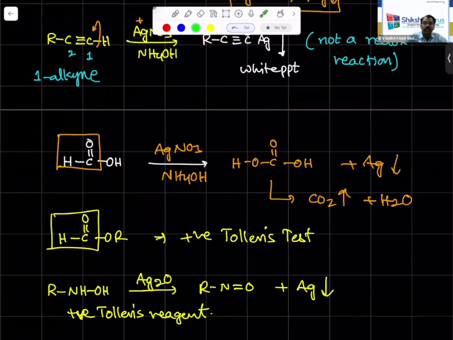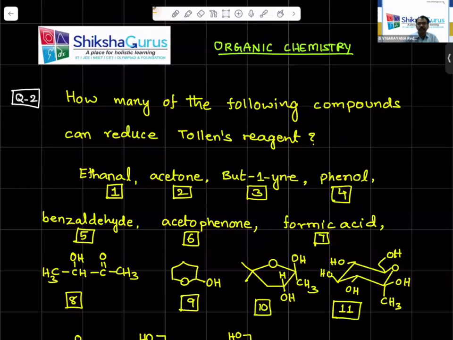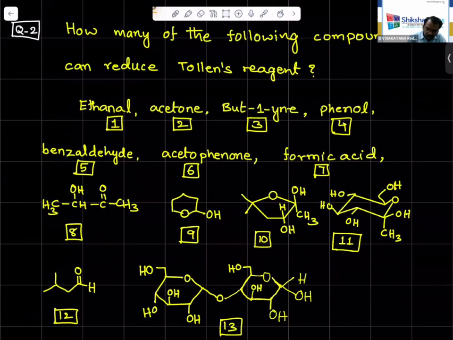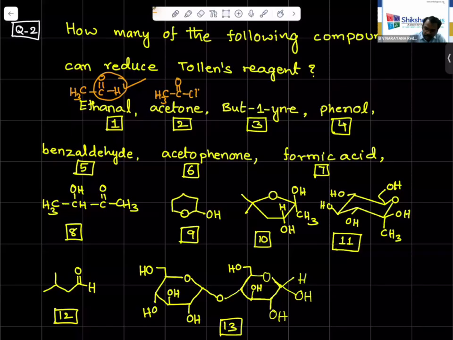Right. Now we have to apply these points to our question. First one is ethanal. What is ethanal? Ethanal means acetaldehyde. The aldehyde functional group is there. Therefore, it reacts with Tollens reagent. Therefore, it is positive. Next one, acetone. What is acetone? It is CH3-C=O-CH3. It is just a ketone. Therefore, it is no reaction.